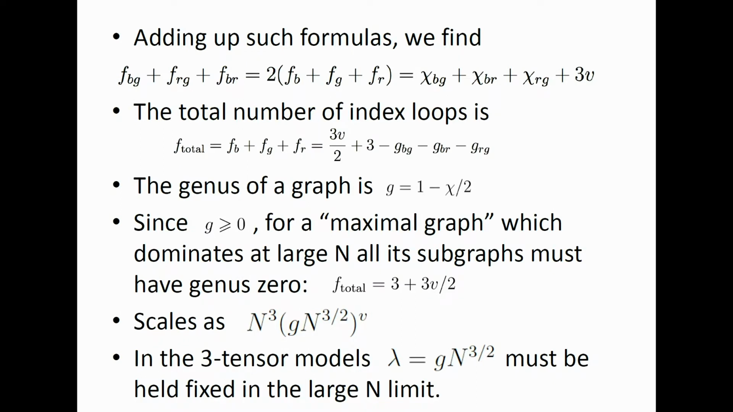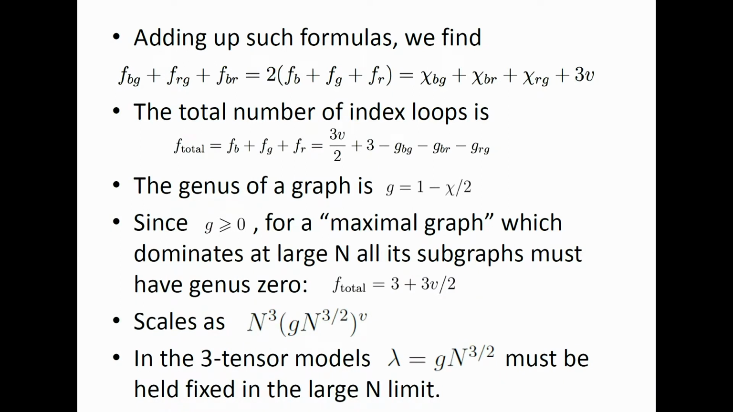Each of these can be written in terms of the genus. Each chi is 2 minus 2g, so chi over 2 is 1 minus g. That's why we get 1 three times. We get this factor minus the genus of the blue-green graph, minus the genus of blue-red, and the genus of red-green. But here comes the crucial thing: of course, the genus cannot be negative. It's either 0 or a positive number.